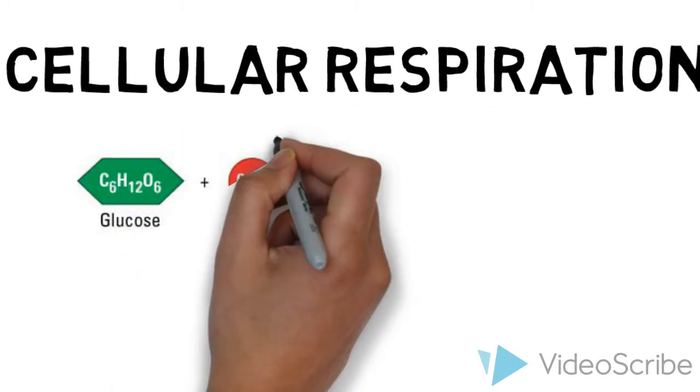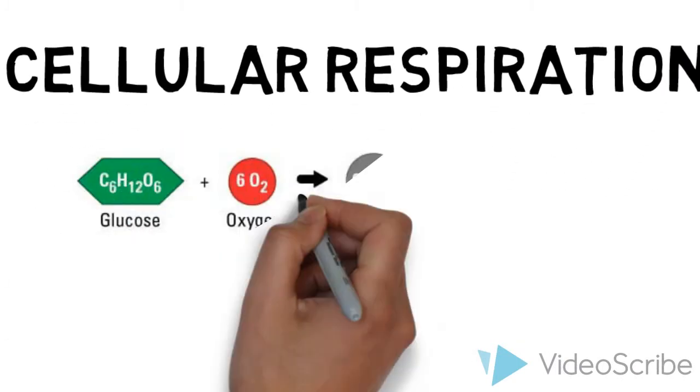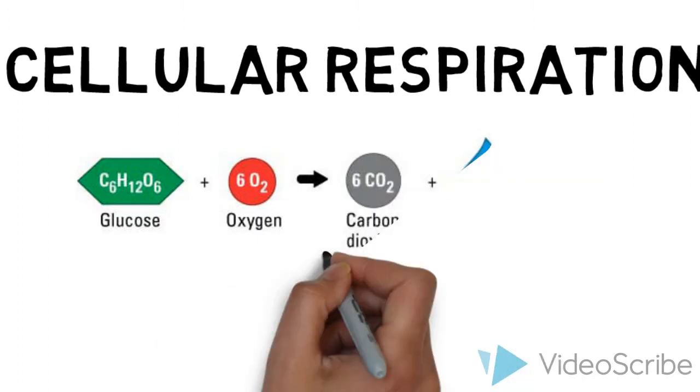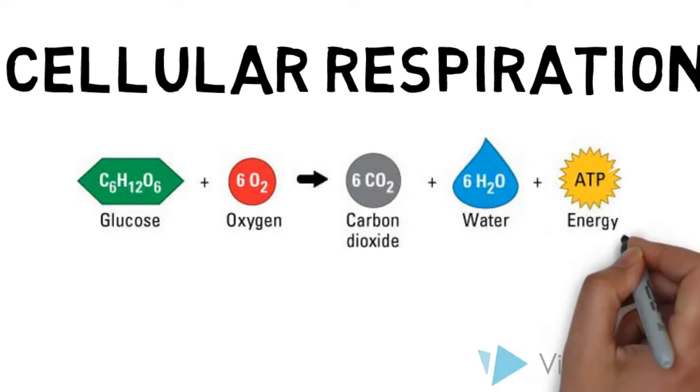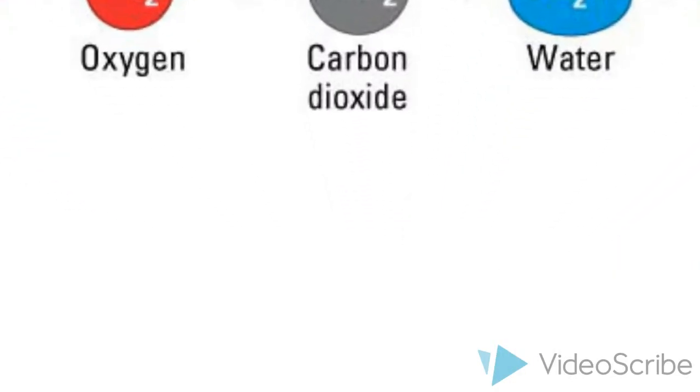To begin, the equation for cellular respiration is C6H12O6 plus 6O2 gives you 6 CO2 plus 6 H2O plus ATP, or energy.